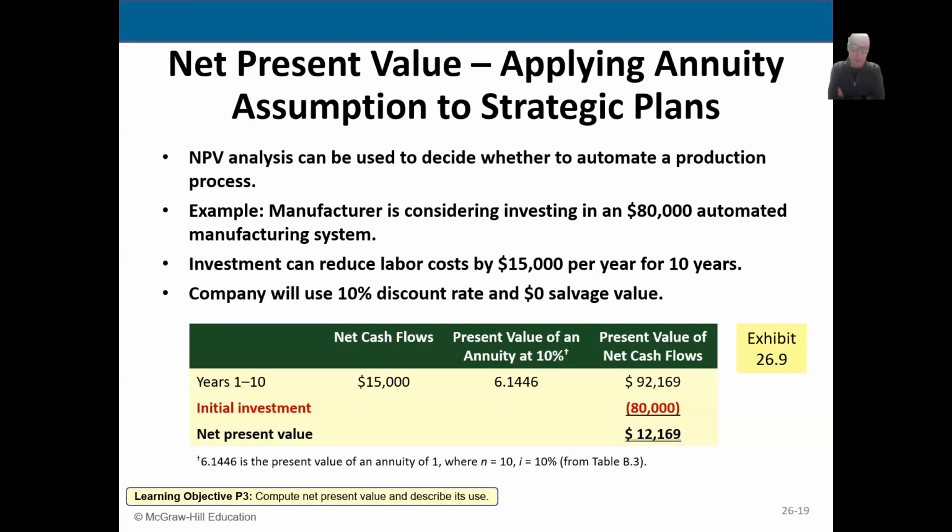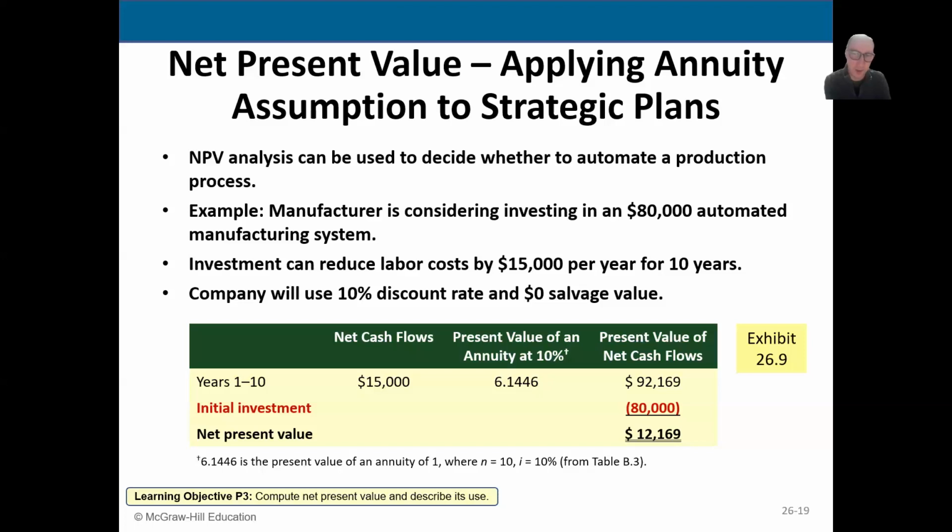Here we have another example. Our company is looking to automate the production process. So we look at net present value to understand the annuities assumption if we want to automate. The manufacturer is looking to invest $80,000 in automation. This investment would reduce labor costs by $15,000 per year for 10 years. We use a 10% discount rate and a $0 salvage value. So net cash flows is $15,000. That's what we expect to save.